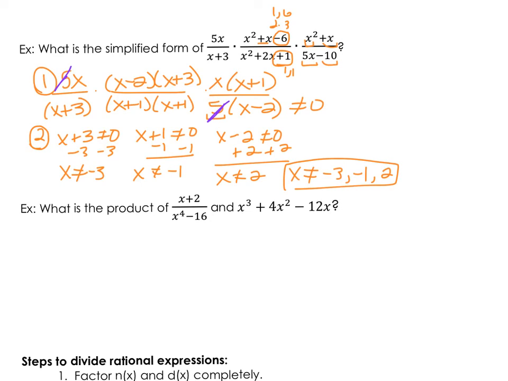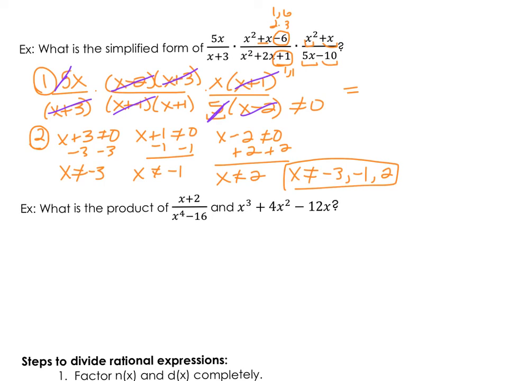Let's see. We have x minus 2. Oh, I see an x minus 2 on the bottom. There's an x plus 3 and an x plus 3. We've got those to cross off. And then x plus 1 can cross off with one of the x plus 1s in the denominator. That would make our final simplified rational product.